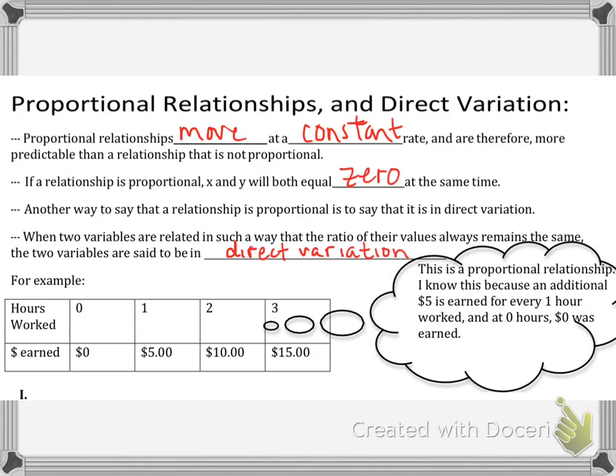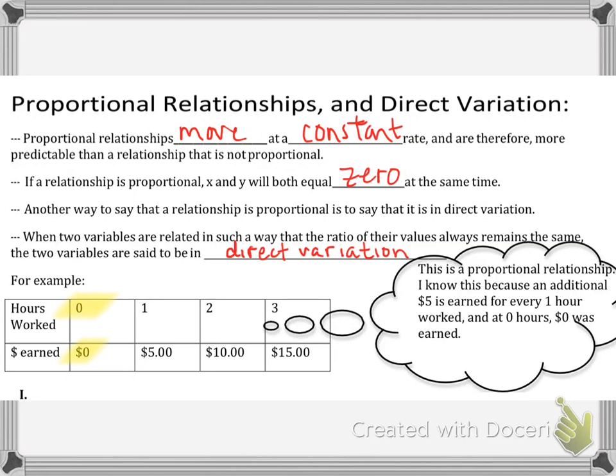So proportional relationships move at a constant rate and they're therefore more predictable than a relationship that is not proportional. If a relationship is proportional, both x and y will equal 0 at the same time. We can see that in this example down here. If you work 0 hours, you get 0 amounts of money. That is a proportional relationship.